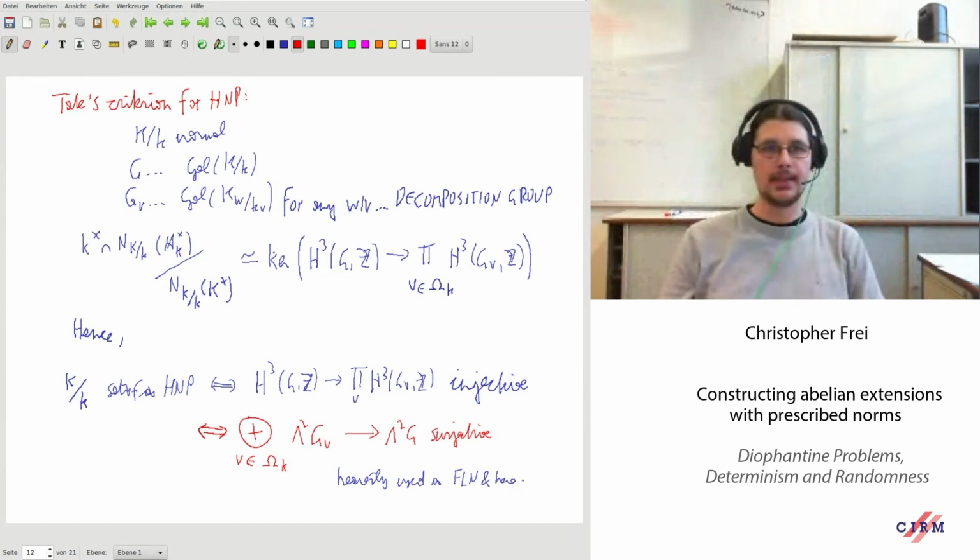And then on the right-hand side here, this object is called the knot group of the extension capital K over little k. And it is everywhere local norms, so those elements of little k that are norms of, sorry, this should be an I_K. Maybe I can fix this.